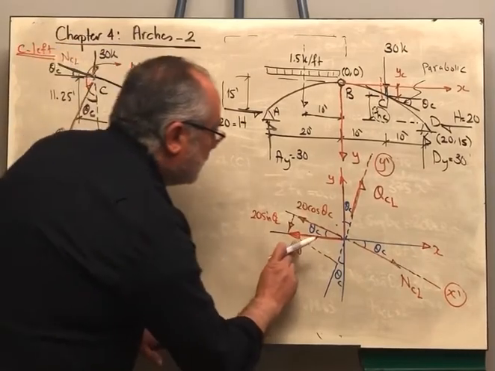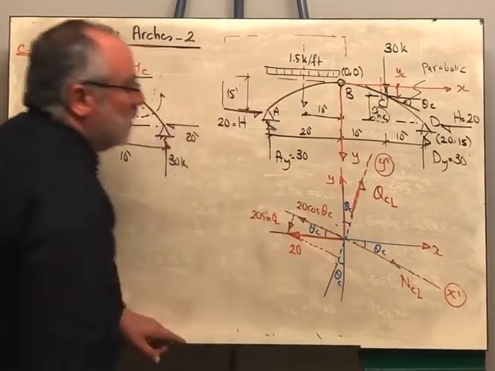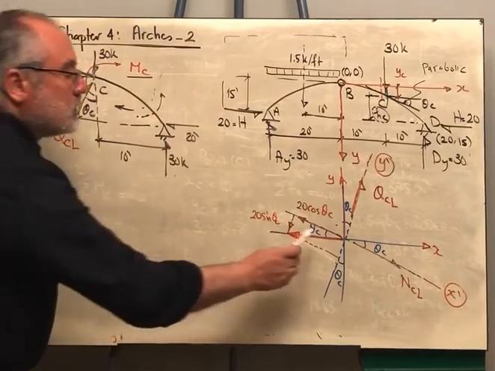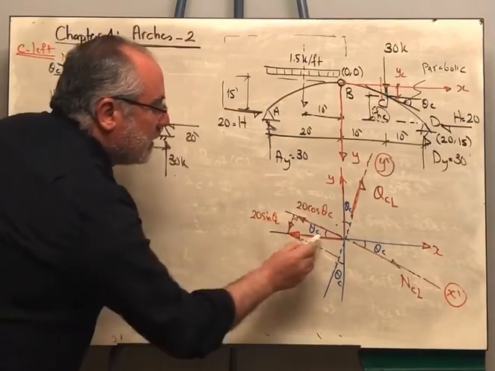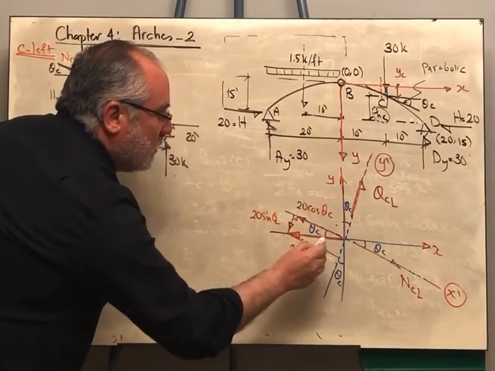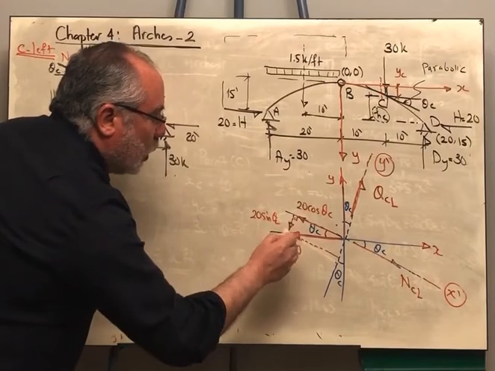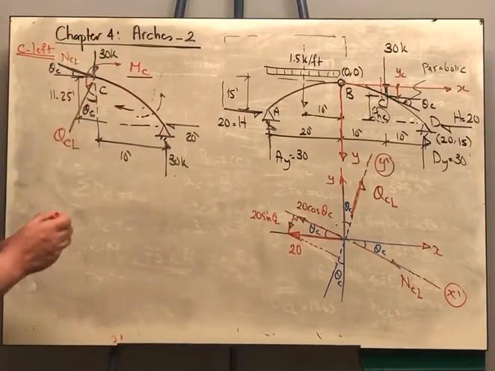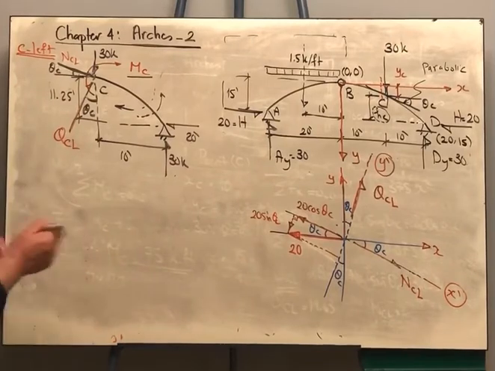Okay, so I resolved this exactly parallel to the x prime direction and the y prime direction. This is a right angle triangle, and I know the value of theta c. The hypotenuse is 20, the adjacent is 20 cosine, and the opposite is 20 sine. Now I will apply simple equilibrium equations.